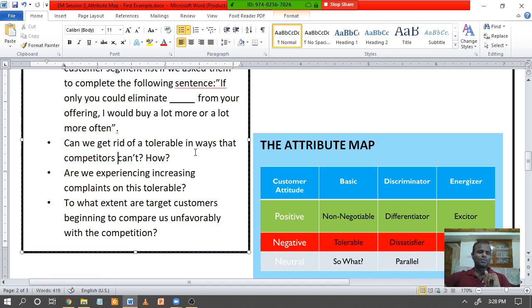Can we get rid of the tolerable in a way that competitors can't, and how? Okay, can we get rid of the tolerable in ways that competitors can't? So maybe the problem that you're facing with continuous classes or with practical learning is also a problem with the other colleges like VIT or SRM and all those. But how can you get over it? Can we get rid of this tolerable? How can you get rid of it? Any ideas?